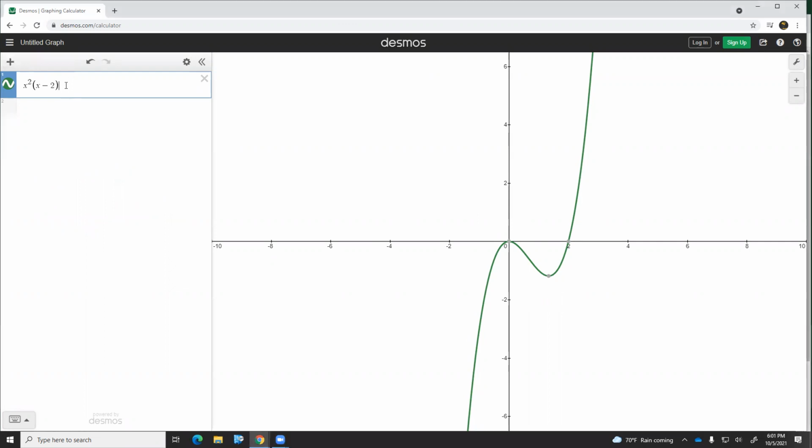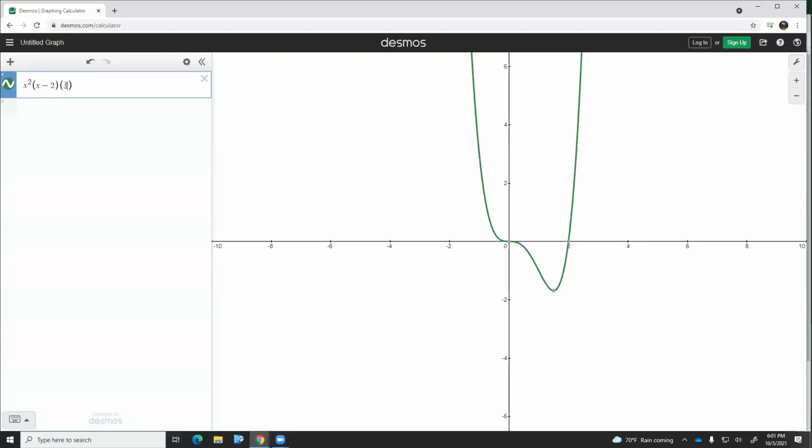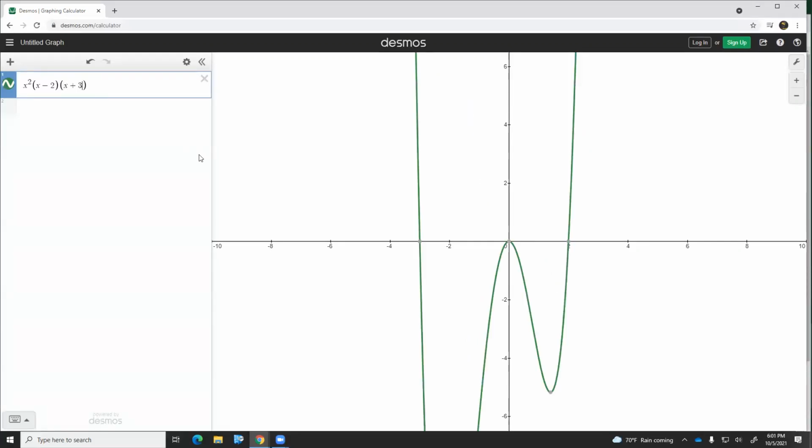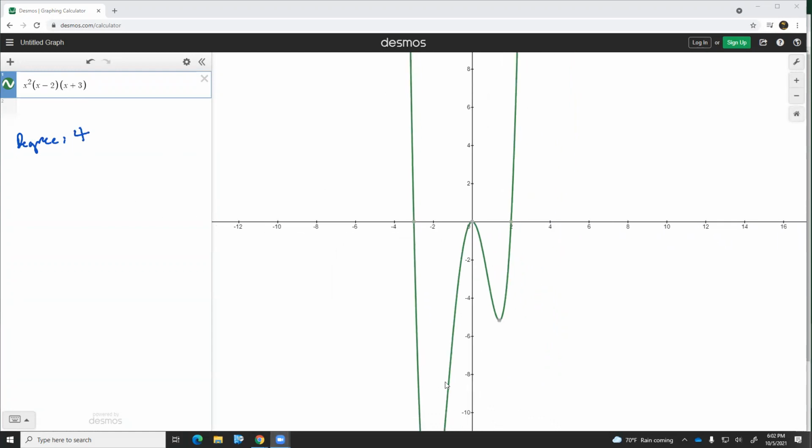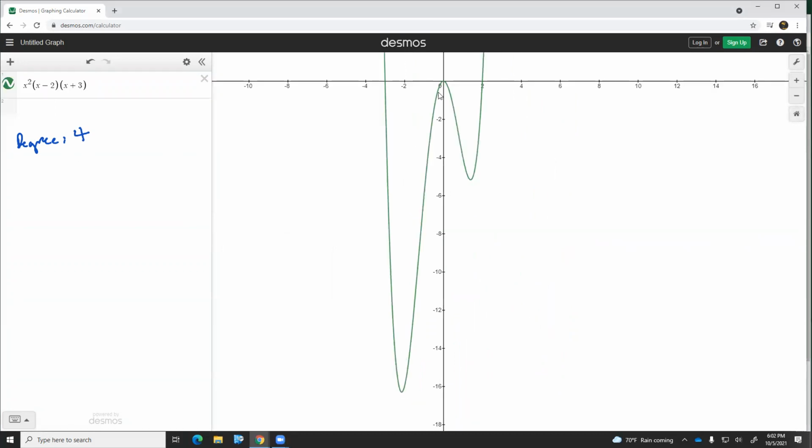Now, let's say I've got something like, let's throw an x plus 3 in there. So now what is the degree of this polynomial? What's the degree? Degree is 4, right? How many turning points are there? 3. 1, 2, 3.